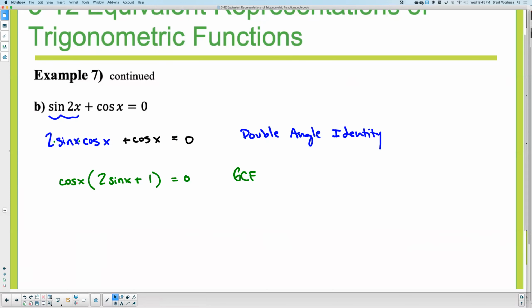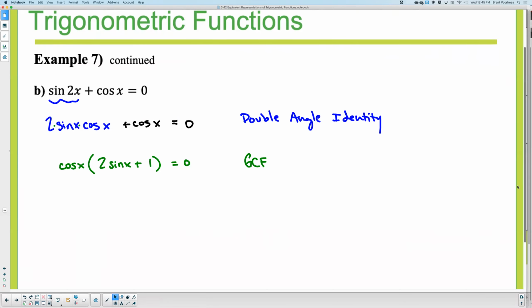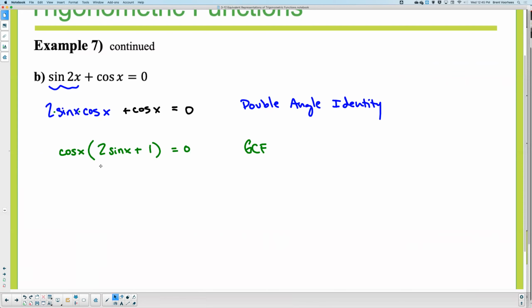Now, to solve this, I have a zero product property. Remember that from algebra? Zero product property states that if you're multiplying and you have a product of 0, there's only one way to do so: one of those factors has to be 0. Either cosine x equals 0 or 2 sine x plus 1 equals 0. One or the other, if not both, has to be equal to 0.